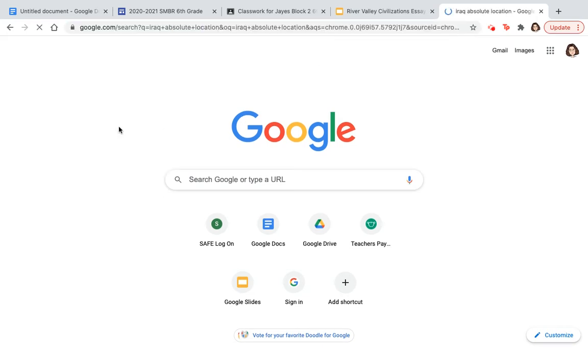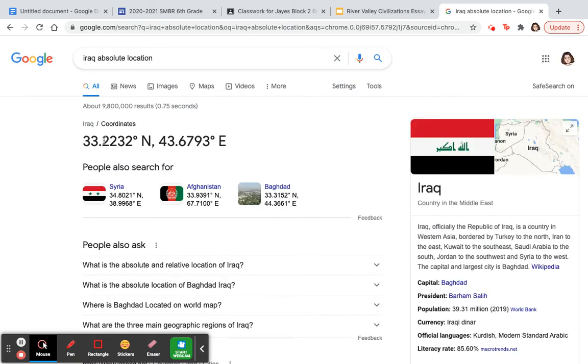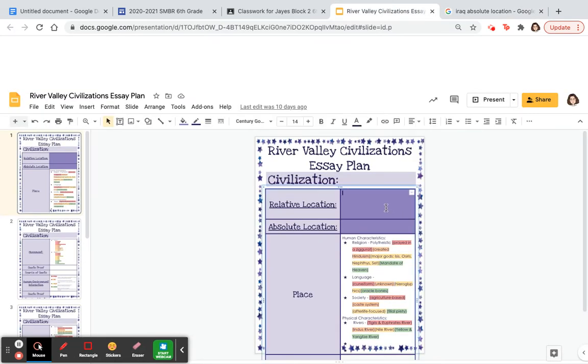absolute location. Now, we only need to go to the tenths place. So we would write 33.2, because this 2 is not going to round us up. So 33.2 degrees north, comma, 43, that 7's going to round up the 6, so 43.7 degrees east. So we would write, under absolute location, 33.2 degrees north, comma, space, 43.7 degrees east. Now that is just for Mesopotamia.